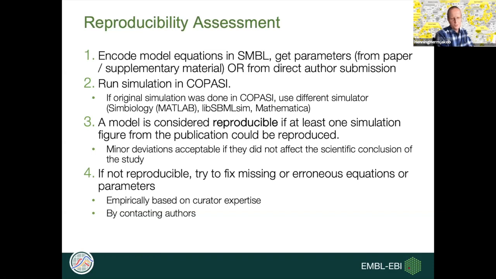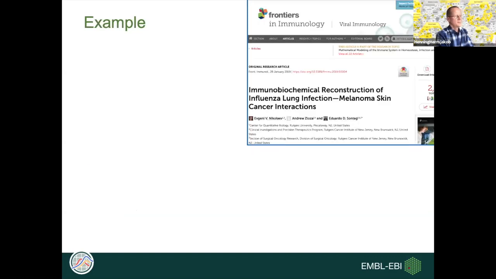If that didn't work, then we would try to contact the authors and try to get the model to a reproducible state with help from the authors, typically by asking for clarification on the structure of the model, so the actual equations, or very frequently by getting the parameters which were used to run the simulation. And again, if that worked, then we would consider the model reproducible.